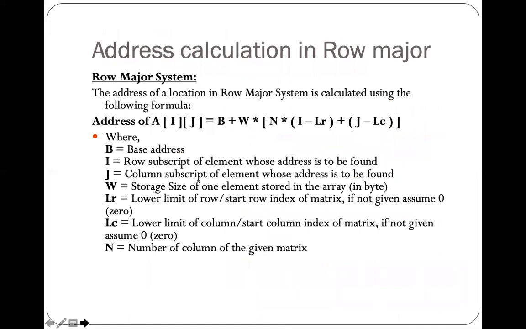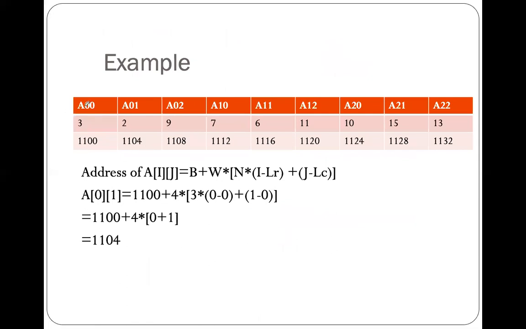So suppose if you want to calculate the address for row major, okay, here I'm showing one example. So like this it will be represented. In the previous array it is 3, 2, 9, 7, 6, 11 like this. Here I already explained in the one dimensional array, the base address is 1100. Here each and every address will be incremented like this: 1100, 1104, 1108, 12, 16 like this.